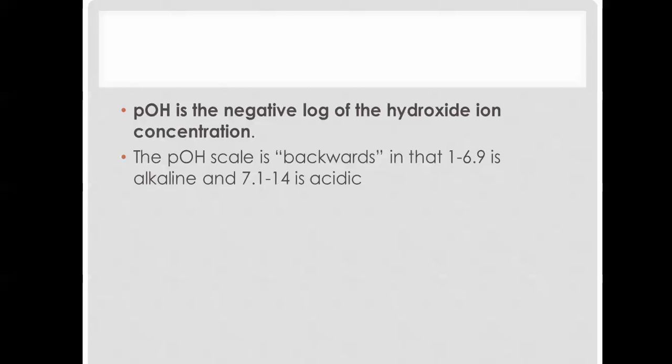Now, something you may not ever have heard of is the pOH. pOH is the negative log of the hydroxide ion concentration. So instead of H pluses, we're talking about OH minuses. And it is backwards, or opposite, in the sense that 1 through just below 7 is alkaline, is basic, and 7 through 14 on the pOH scale is acidic. So it runs the other way. And it's less commonly used, but both of them work very similarly, pH and pOH do.